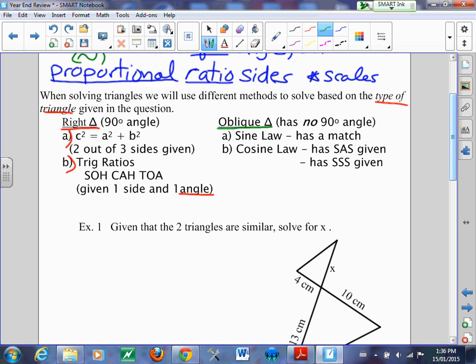Awesome. The other option, folks, is if you have an oblique triangle. An oblique triangle, remember, has no 90-degree angle, so you're going to use sine law if it has a match, or you're going to use cosine law if it's the last two cases, which is side angle side or side side side given. All right.